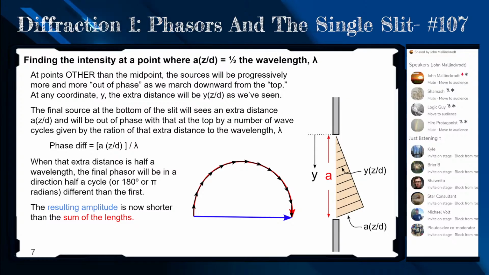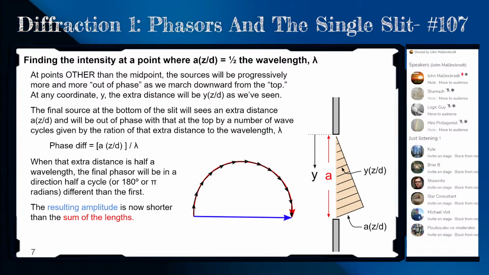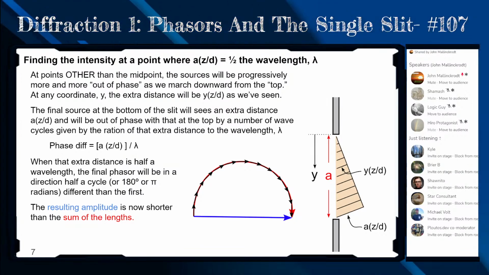So there's going to be light, there's going to be wave amplitude at this point P, but it's going to be less bright, it's going to have less amplitude, less intensity than it did at the center, because there's some phase cancellation going on. The sources aren't all pumping in unison anymore. They partially cancel each other out.